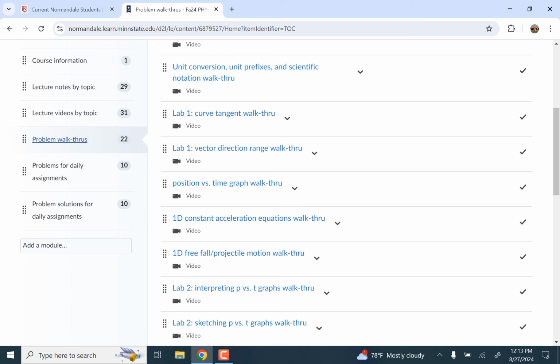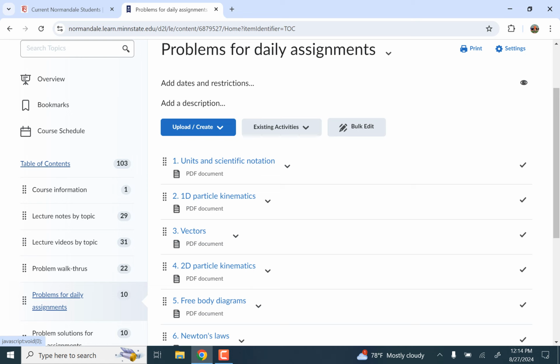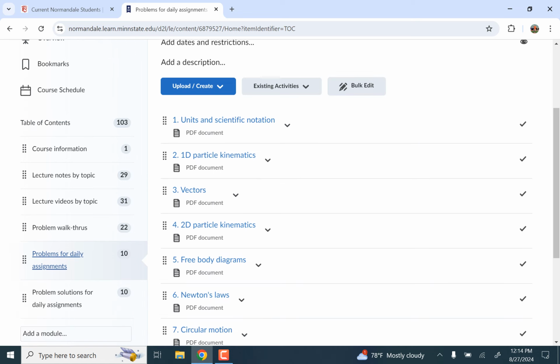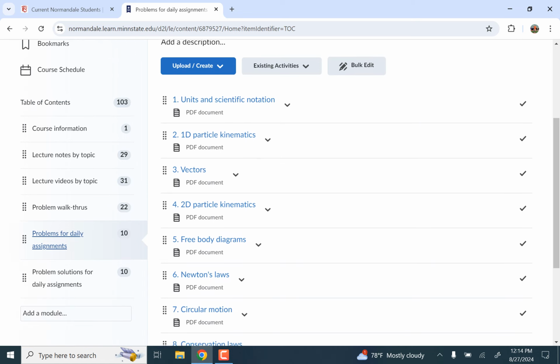And then the way I like to think of this class is it's really a class about somewhere around 100 problems, okay? This class is about understanding 100 problems. And those 100 problems are in this problems for daily assignments section, okay? And they're broken down by topic. And these are all the problems that I'm going to give you after each lecture starting Wednesday.